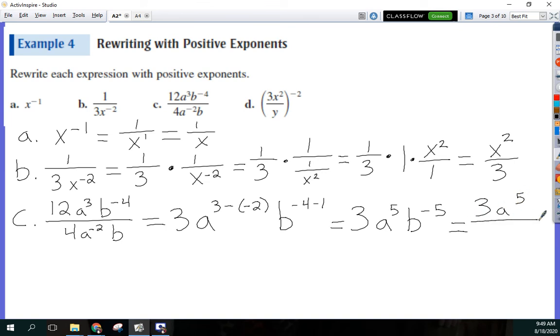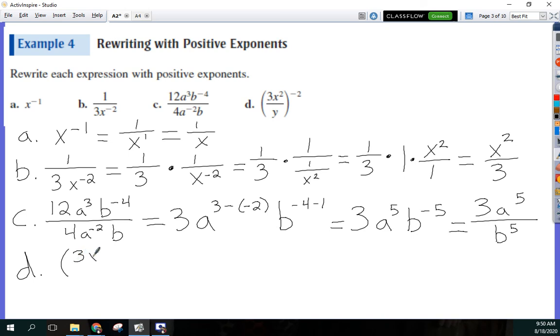So we need one last step. We have 3a to the 5th. We move our b value down to the bottom, and we get 3a to the 5th divided by b to the 5th. So now that they're all positive, that would be our final answer.